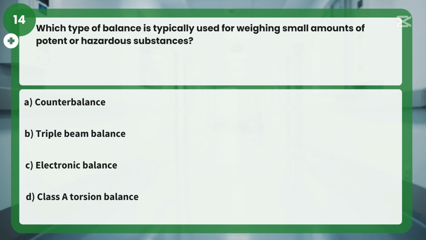Question 14. Which type of balance is typically used for weighing small amounts of potent or hazardous substances? A. Counterbalance, B. Triple beam balance, C. Electronic balance, D. Class A torsion balance.